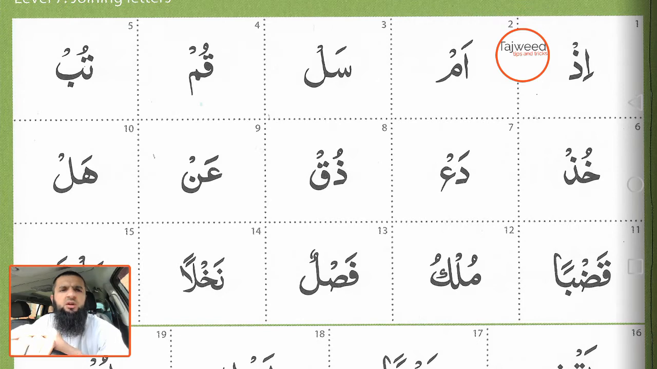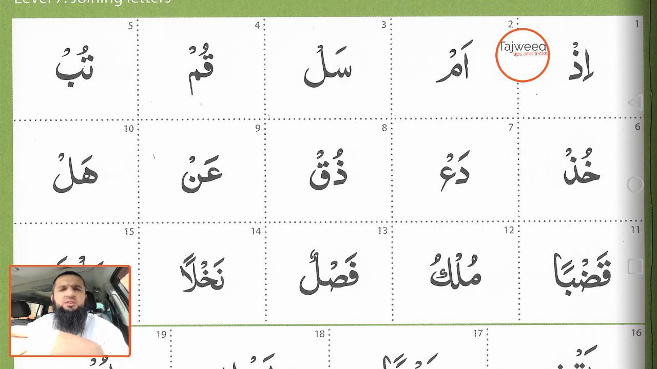Box 3, you've got the Seen with the Fatha joining a Lam. So it's Sal. Box 4, Qaf joining a Meme with a Dhamma. So the Qu meets the Mu of the Meme. Qum.